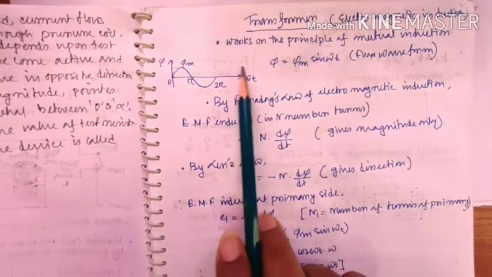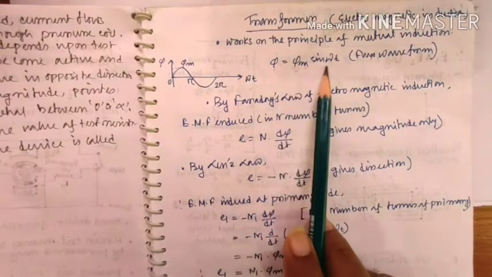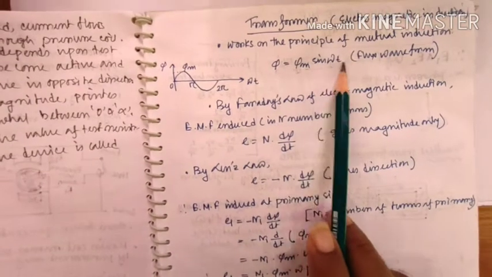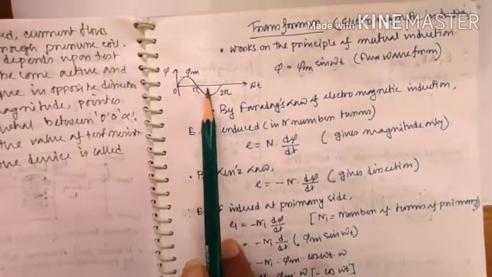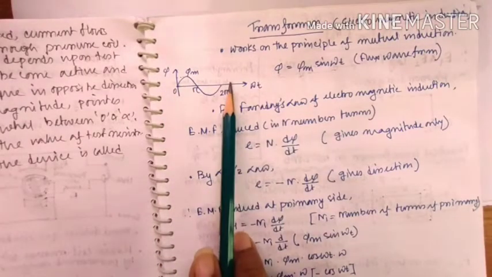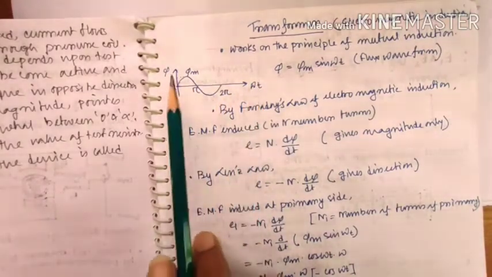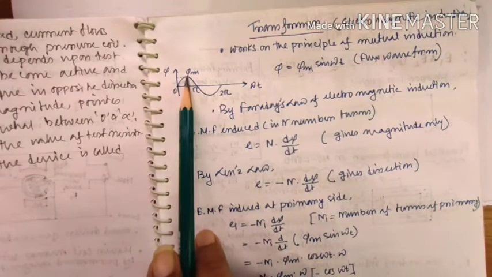That is why I have written here that phi is the flux. Assume that the flux it creates is phi. So its equation is phi equals phi m sine omega t. Its waveform will be something like this. This is a complete period of a single cycle. Here the x-axis is omega t, this is phi, and the maximum amplitude of this flux is phi m.